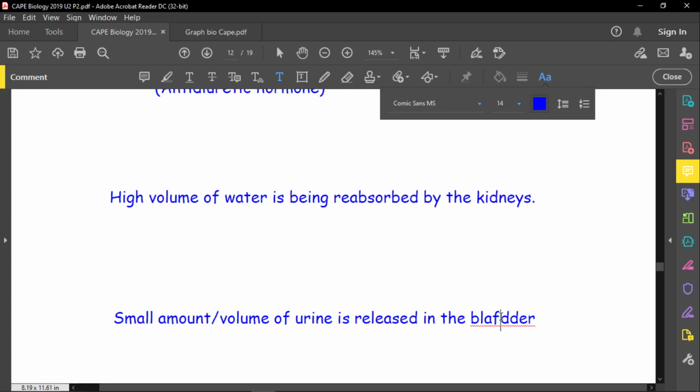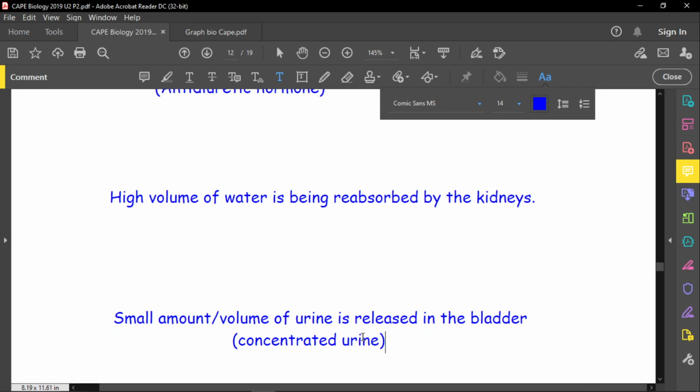And I must say at this point that if a small volume of urine is released in the bladder, this urine is also highly concentrated because the water is reabsorbed by the kidneys. So here the urine is really concentrated. So I'm going to say concentrated urine right here. It's not going to be much urine, but it's going to be concentrated.